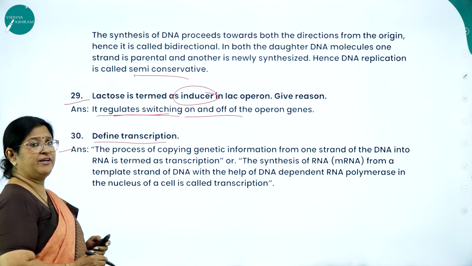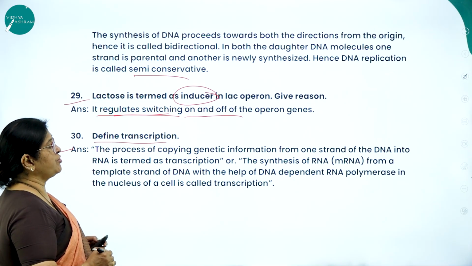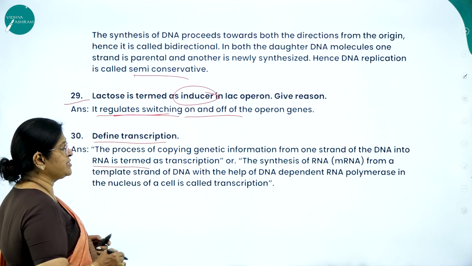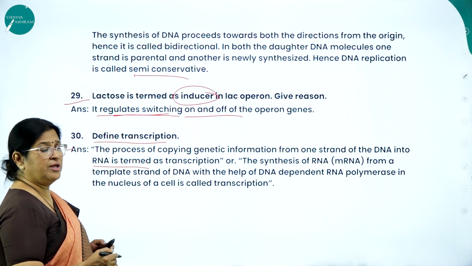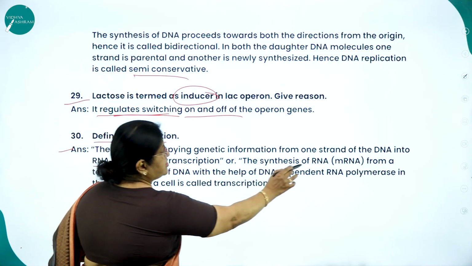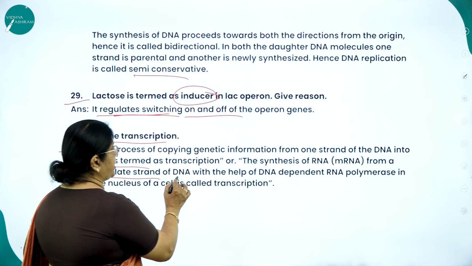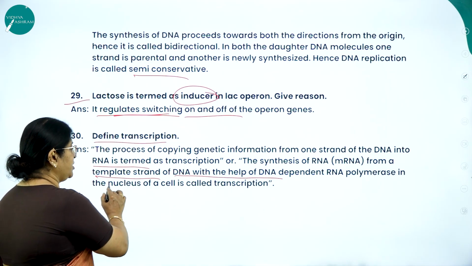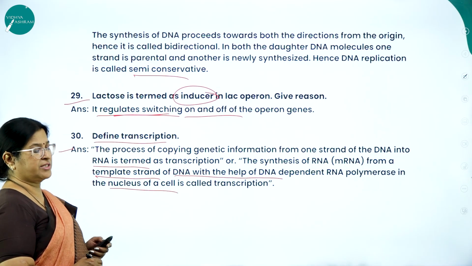30th question. Define transcription. The process of copying genetic information from one strand of the DNA into RNA is termed as transcription, or there is one more definition for it. The synthesis of RNA from a template strand of DNA with the help of DNA-dependent RNA polymerase in the nucleus of a cell is called transcription.